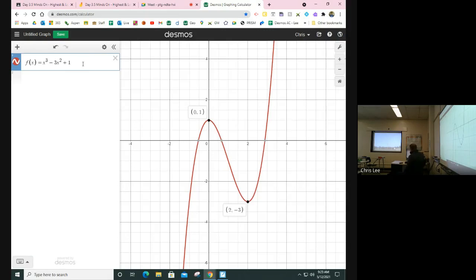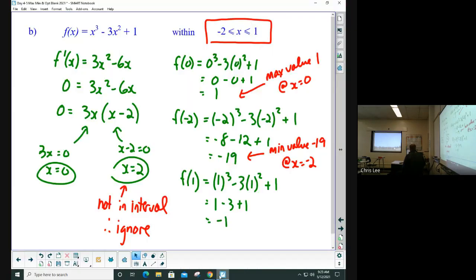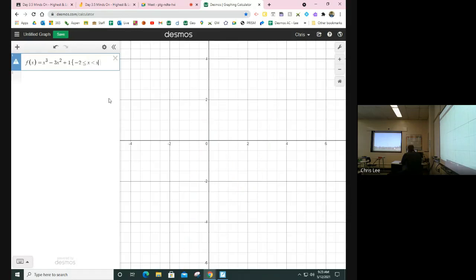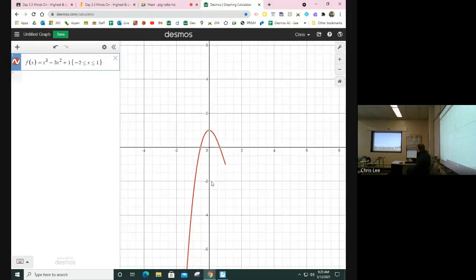So I only asked for the stuff between, what was it, -4, no, -2 and 1. So I can put that on here. -2 is less than or equal to x, is less than or equal to 1. Sorry, what range was? Yeah. And so we're only investigating this part of the graph.